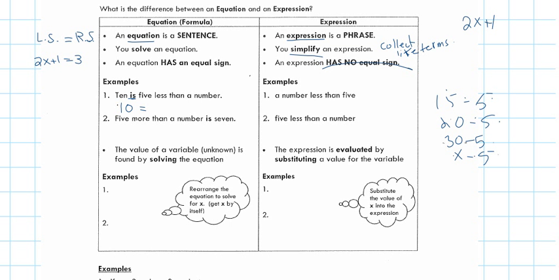So 10 is 5 less than a number. We're going to say that the number is x because we don't know what that number is. So x minus 5. So I translated the English sentence, that has a verb and a period, into an equation.